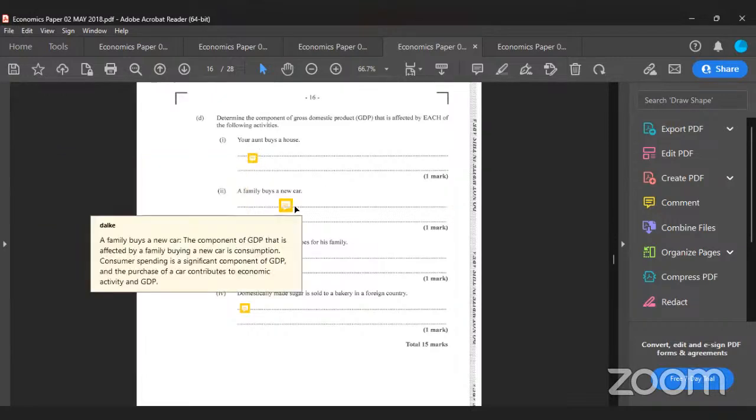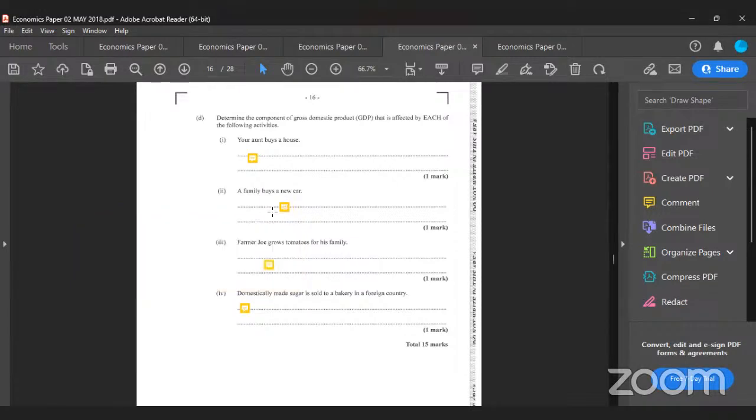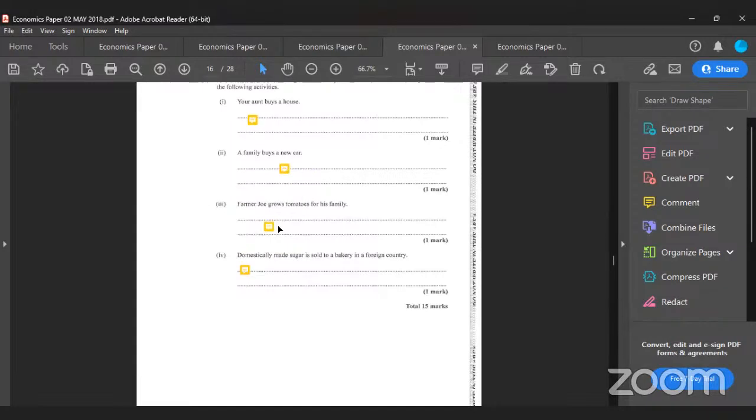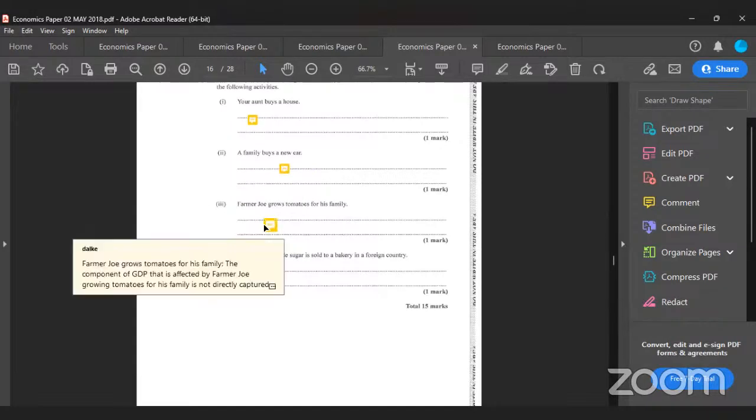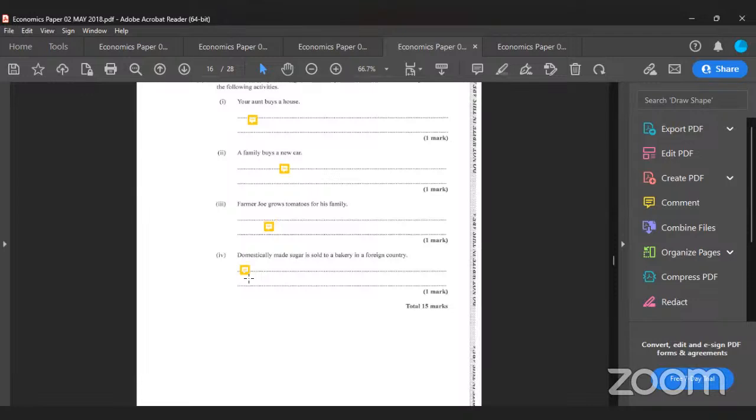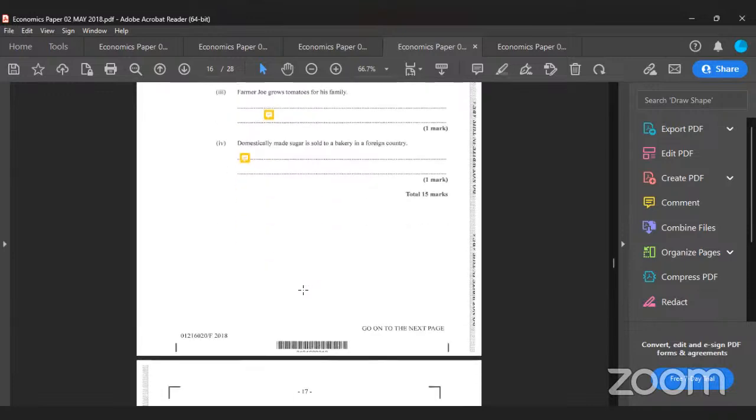Family buys a new car. This component is consumption, right? Farmer Joe grows tomatoes for his family. This actually does not enter the GDP calculation altogether, unless he goes and sells them to somebody else. Domestically made sugar is sold to a bakery in a foreign country. This increases GDP because this is an example of net exports going up, because exports would be increasing, right?